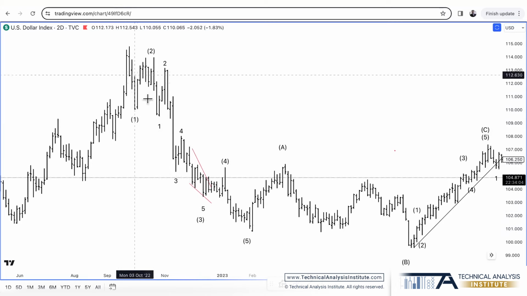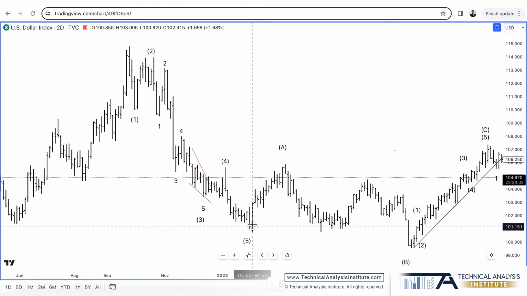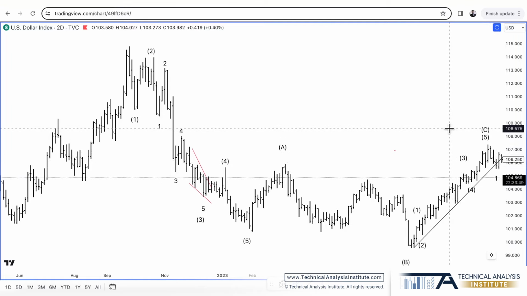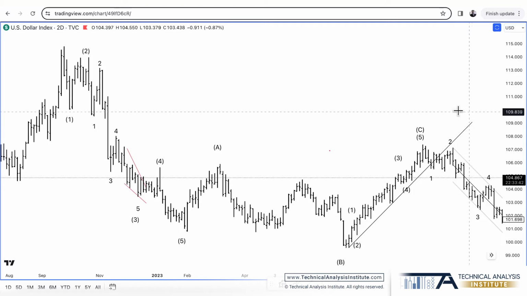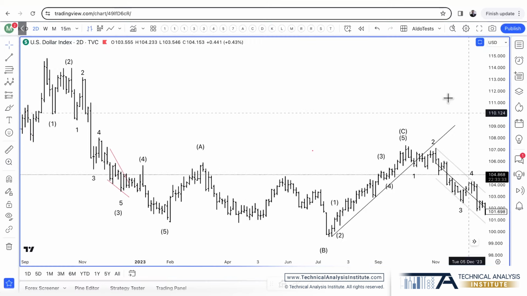Now, identifying 5 waves to the downside, followed by a correction to the upside, tells us that the trend is down. So at that particular stage, we drew a trend line here, and we were waiting for that trend line to be broken to go short. And that's precisely what happened. This is exactly what you can see here. Now, after the break of the trend line, we saw that decline, which we can also identify as a 5-wave move.